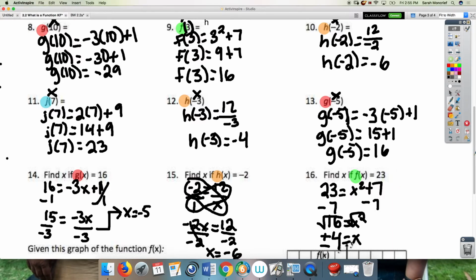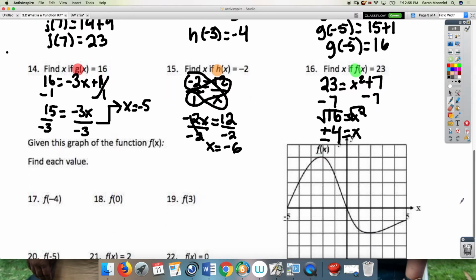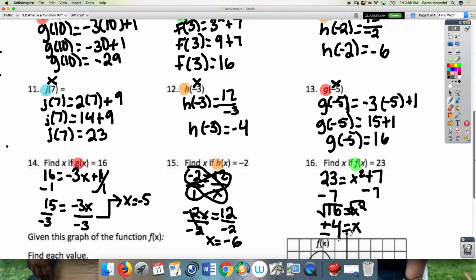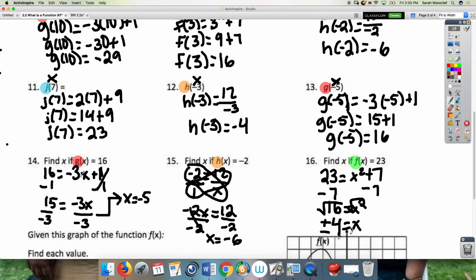Very good. So that is how you find them when you're just looking at a function. The next video will show you how to look at a graph.